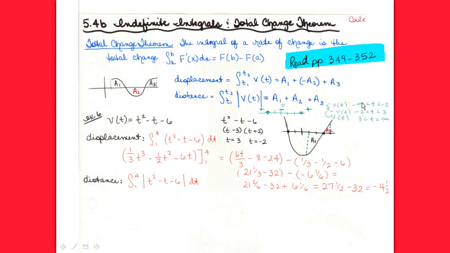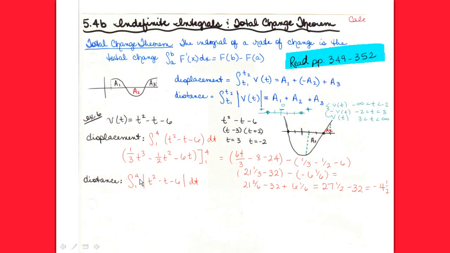So from negative infinity to negative 2, it's positive, so I would get the exact function that I started with. From negative 2 to positive 3, it's negative, so I'm going to get the opposite of the function that I started with. And then from positive 3 to infinity, it's positive, so I'm going to get the exact function that I started with. We are only interested in the piece from 1 to 4.